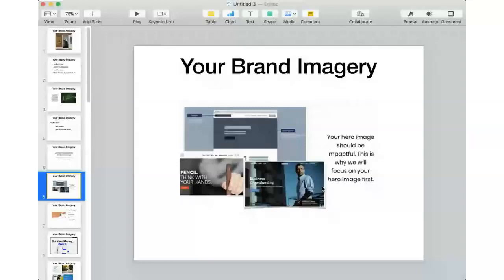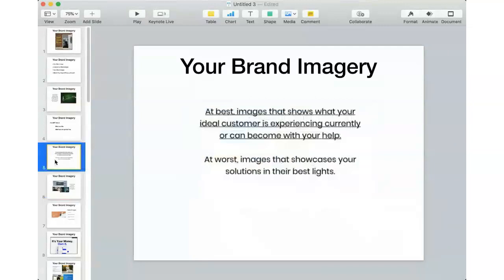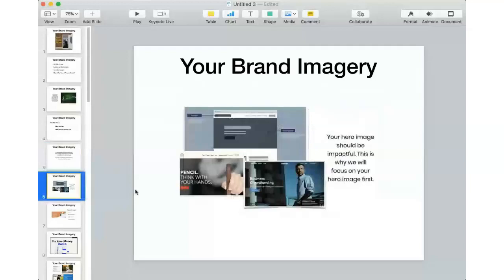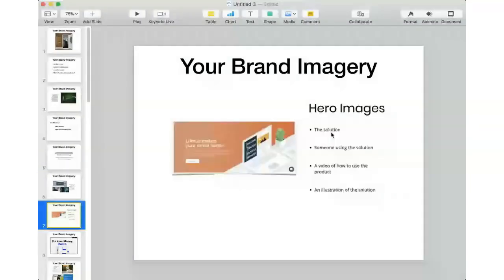The focus is on the customer. It's on the person that we're trying to reach. It's the probable purchaser, or it's the satisfied customer, or whatever. So sometimes that brand imagery, remember, this is at best, it shows images that the customer is currently experiencing or can become with your help. You see that here. And then over here is a hero image where it focuses on the solution. It focuses on the solution. And it shows someone using the solution, or a video of how to use the product, or an illustration of the solution. A lot of people focus a lot of attention on the solution.